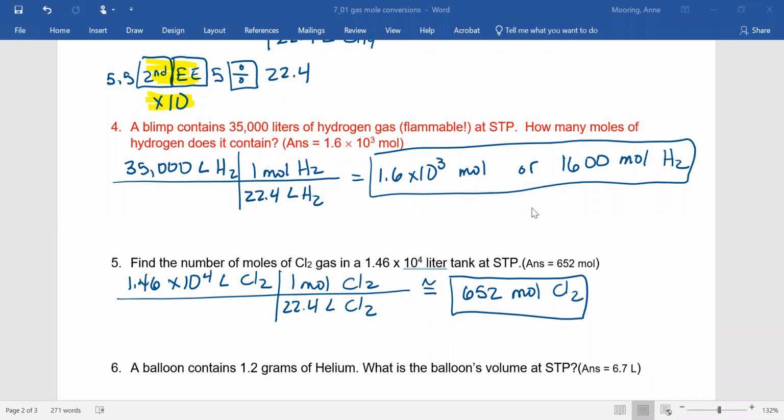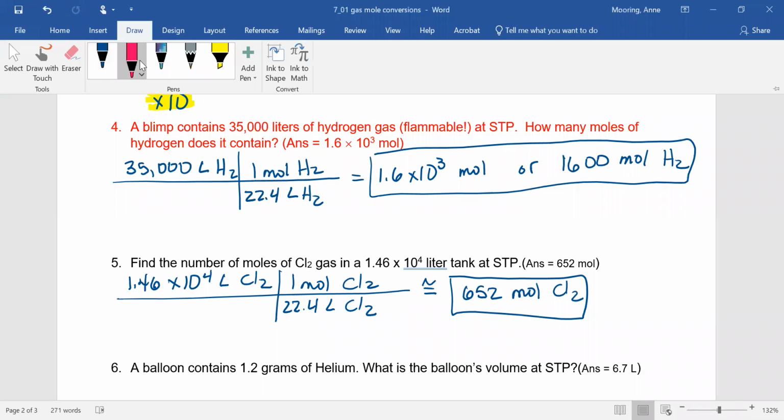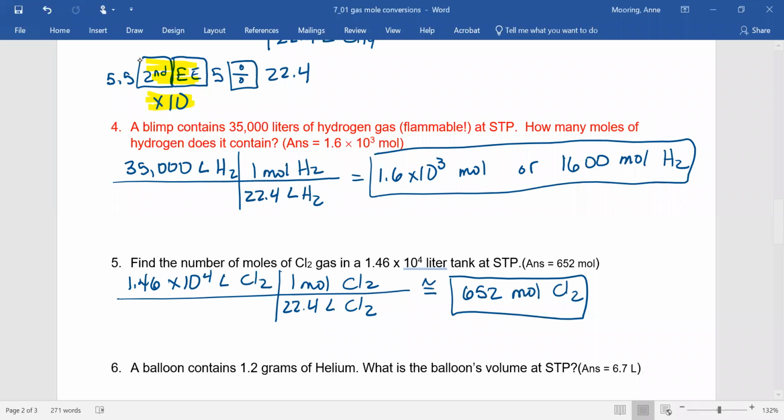Here are your answers for 4 and 5. Remember that each time your units need to cancel as you go down. Let's draw the units canceling so that you can see that we've canceled liters, okay? Number 5, we've also canceled liters of chlorine going down.